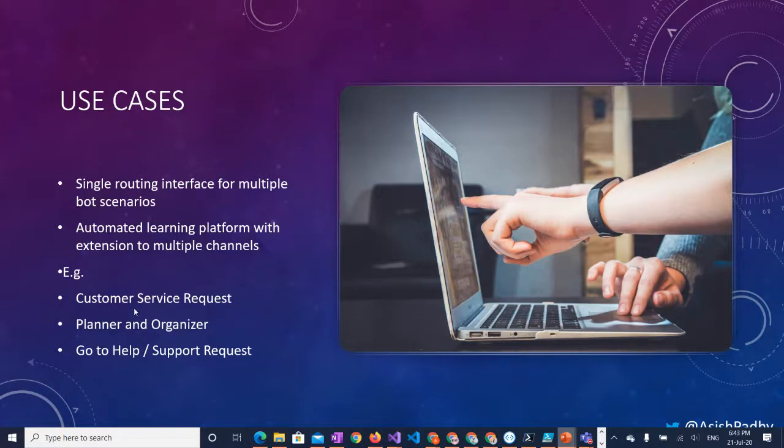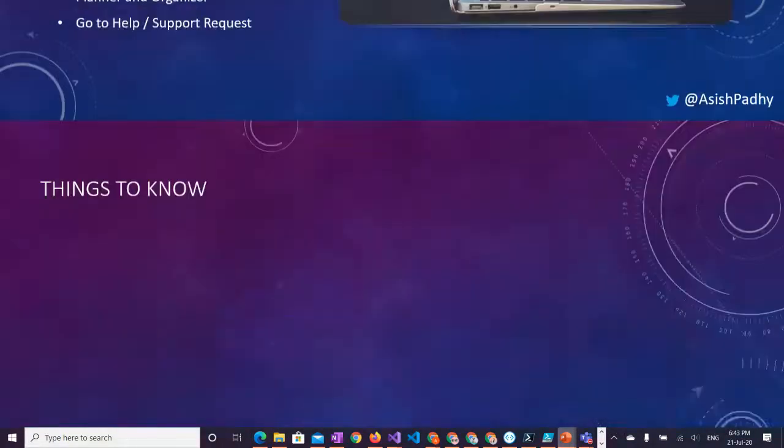Some of the examples could be customer service, planner organizer, go-to help, support requests. Now these are very well known startup points for it. There are other business cases which are more practical and you can start using them, but it's easy to grasp something that is really useful from day one, at least in this remote work. These are the three examples I see a lot of people asking for all the time. So you can start with one of these and then get that traction.